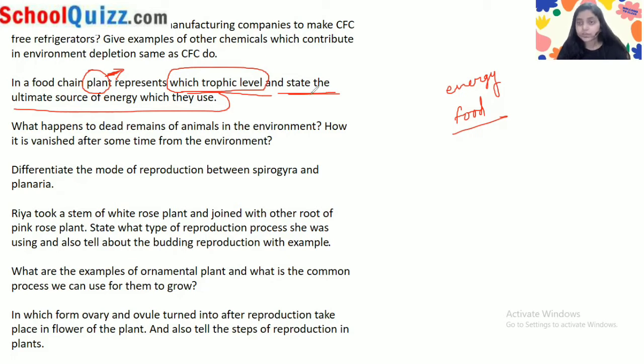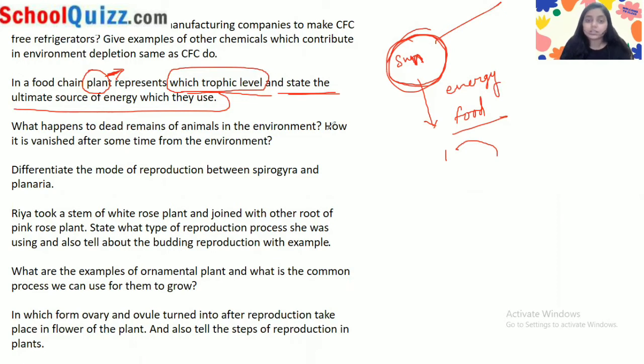So what is the ultimate source of energy? That is the sun. Why? Because from the sun, the plant gains energy. How? By photosynthesis. They gain the sunlight from the sun, and they use the water from the soil, and that's how they do photosynthesis. So the ultimate source of energy is the sun. Plants gain energy from the sun, and we gain energy if we eat the plant. So the ultimate source of energy here is the sun.